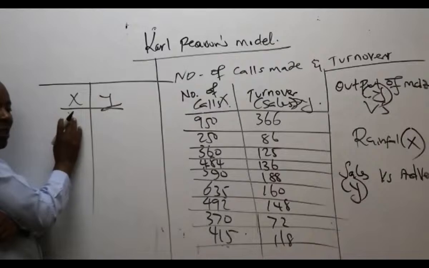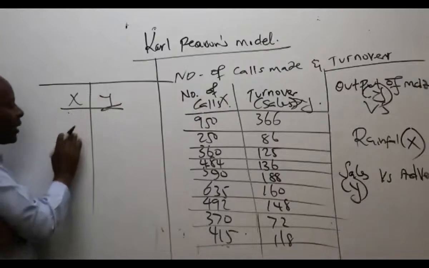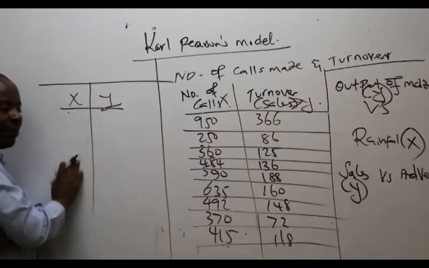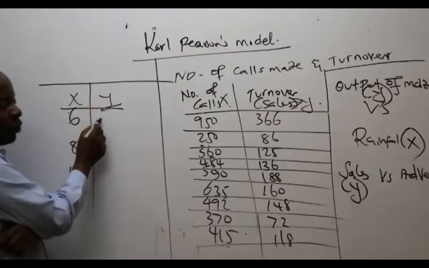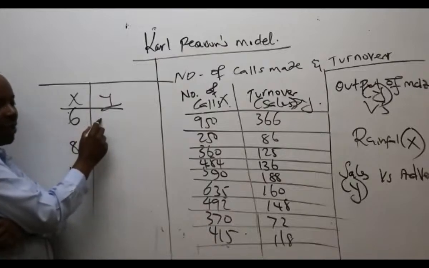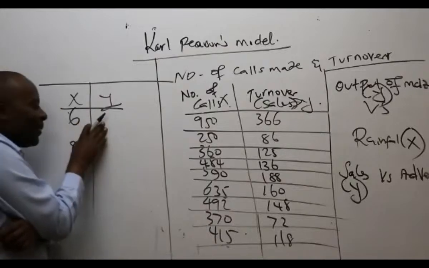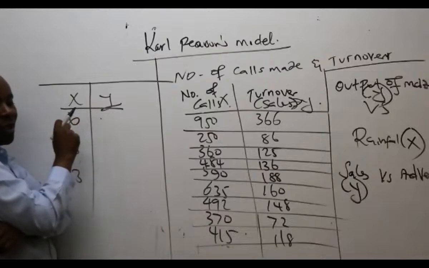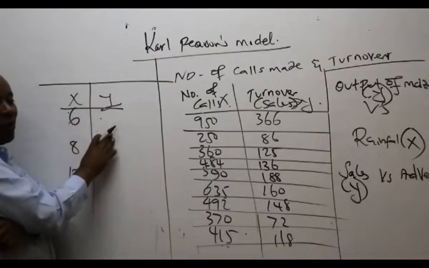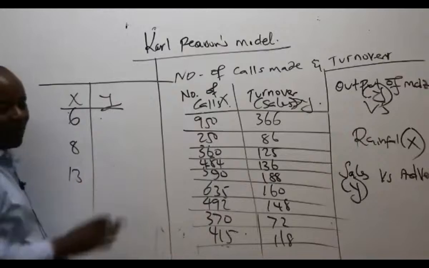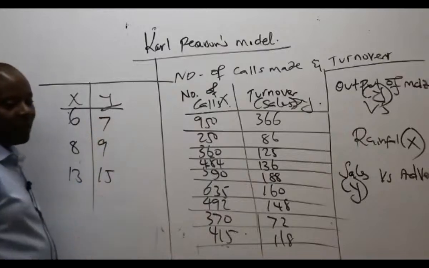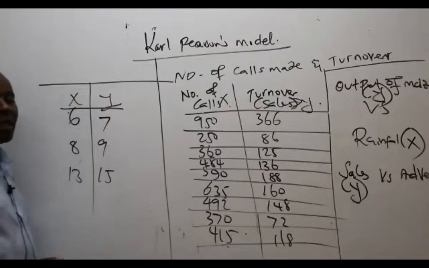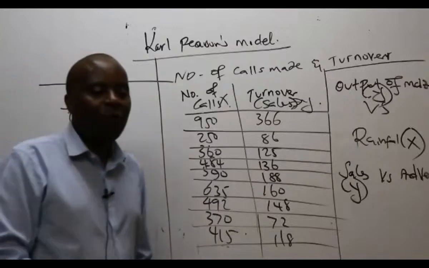No, I don't want the summations. I want the individual items. Was it 6, 8 something? 6, 8, 13. How about Y? Not the summation, but the Y parameters, the Y metrics. So it is 7, 9, 15. 7, 9, and 15. So gentlemen, we will take exactly 5 minutes break.